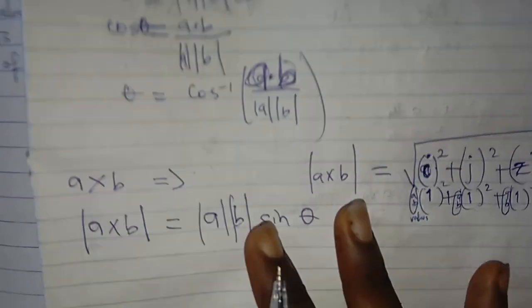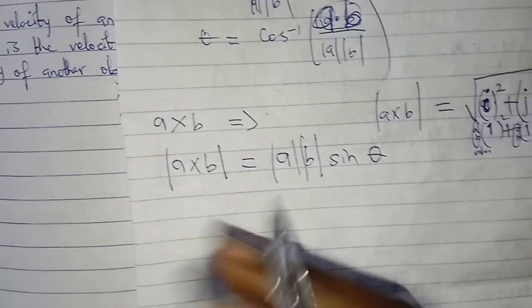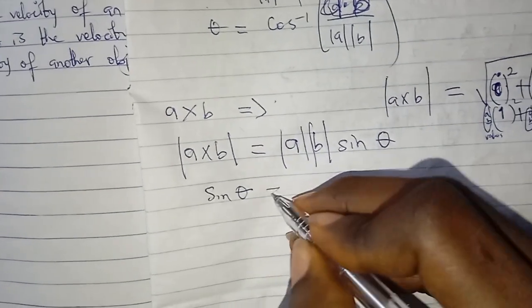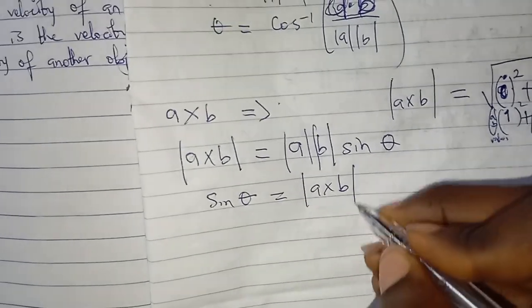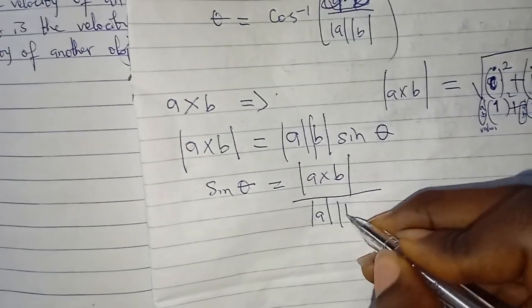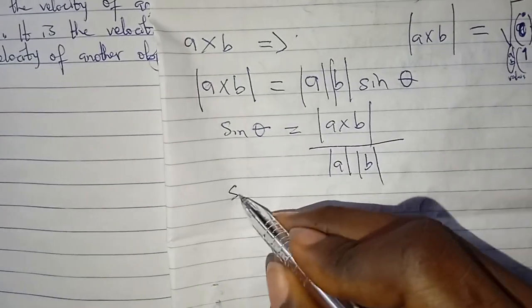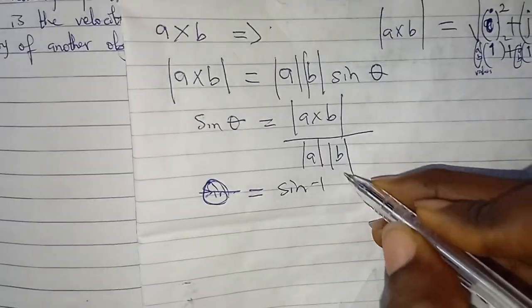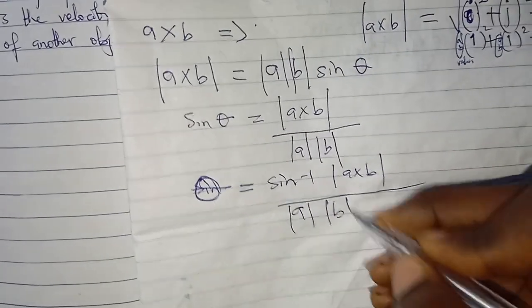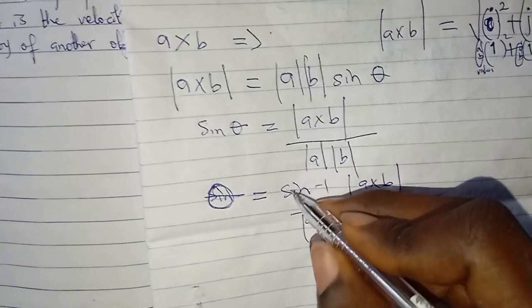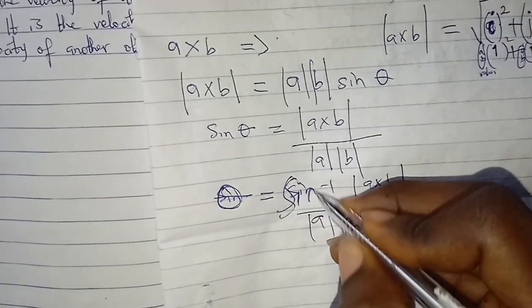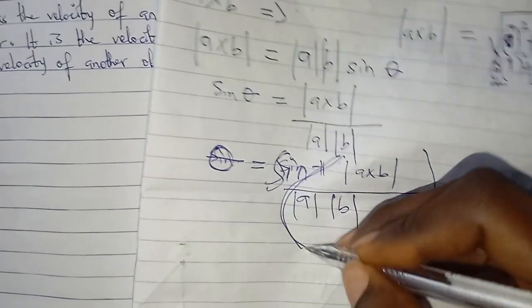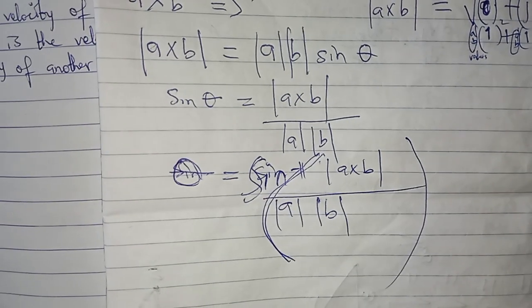Now that I know this, to get my theta, I'll first have sine theta is equal to the magnitude of A cross B all over magnitude A, magnitude B. So theta will be equal to sine inverse of the magnitude of A cross B all over magnitude A magnitude B. Sine inverse of everything here.